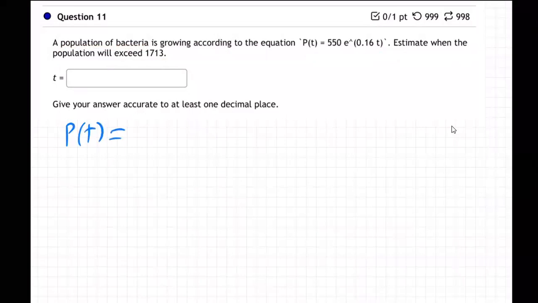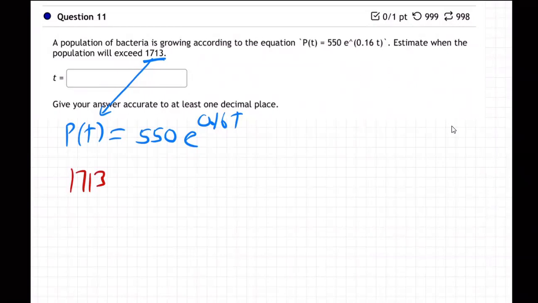P of T equals 500 e to the power 0.16 T. Like that? Okay. When will the population exceed 1713? So they're wanting the population to be 1713. They said, tell us at what time, find T. Find the time when the population will do that. So find T for when the population will become 1713.